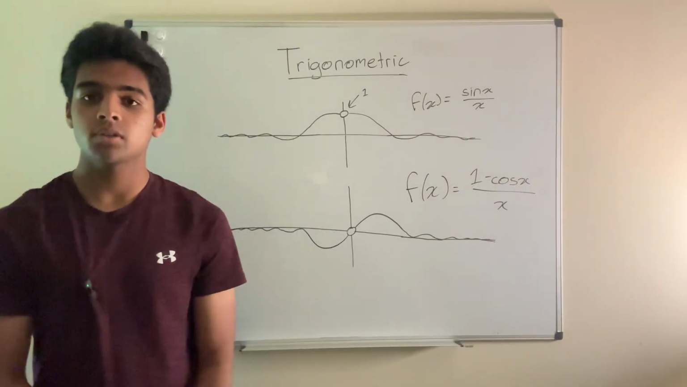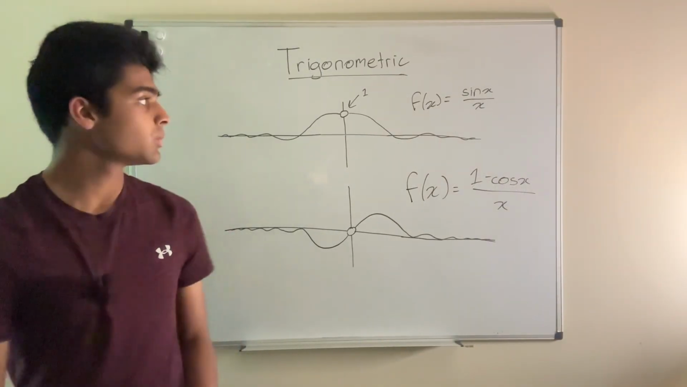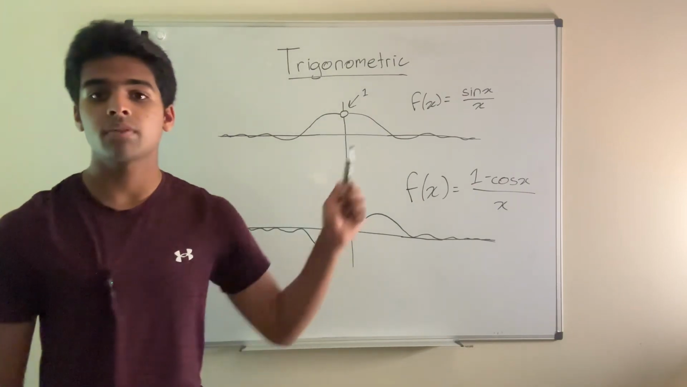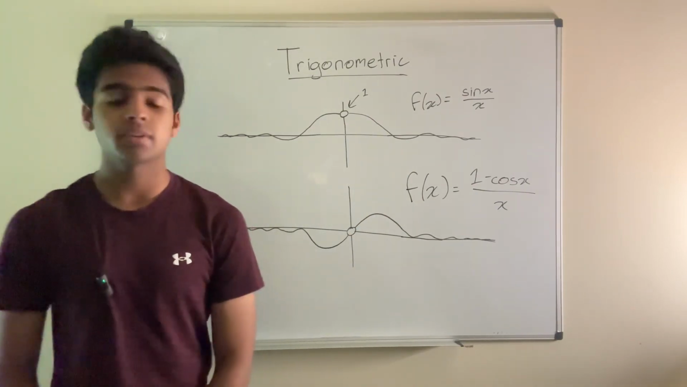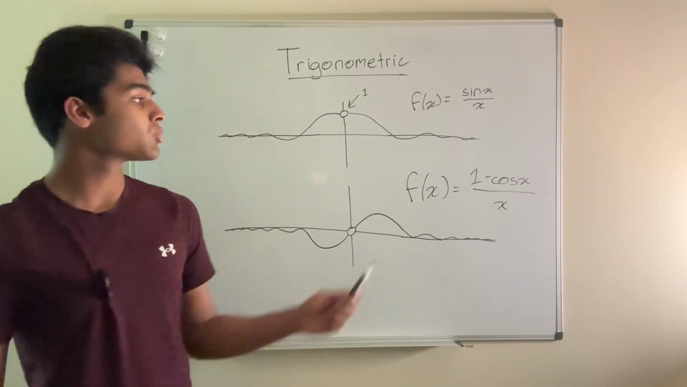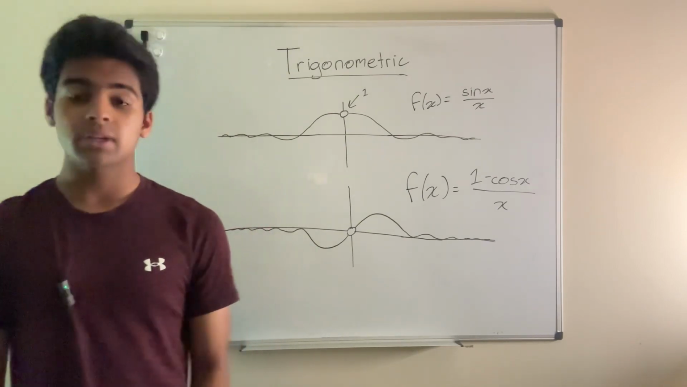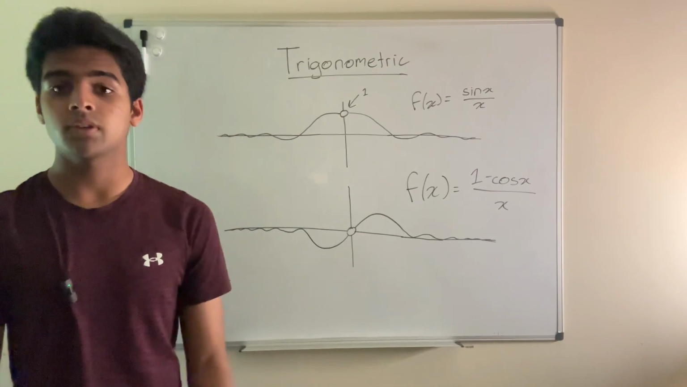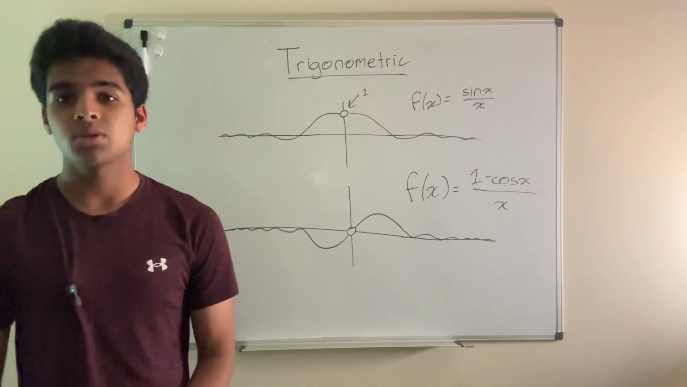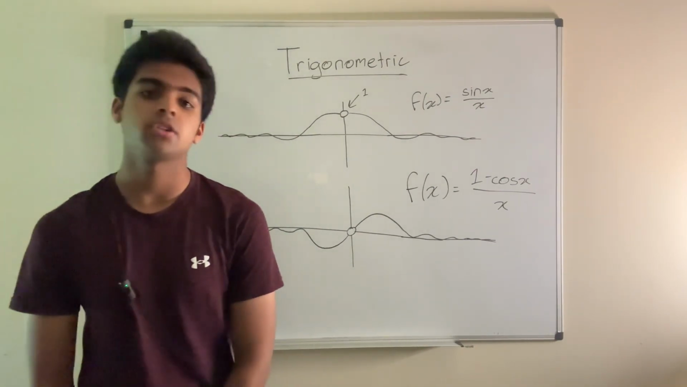Now for the trigonometric approach to solving limits, we have these two functions graphed. We have f of x equals sine x over x and f of x equals 1 minus cosine x over x. Now we want to find the limit as x approaches 0 for both of these functions because that's something that shows up a lot when we're solving for trigonometric limits.